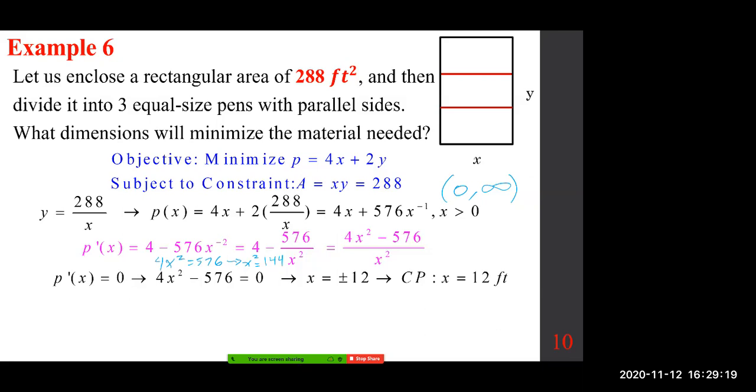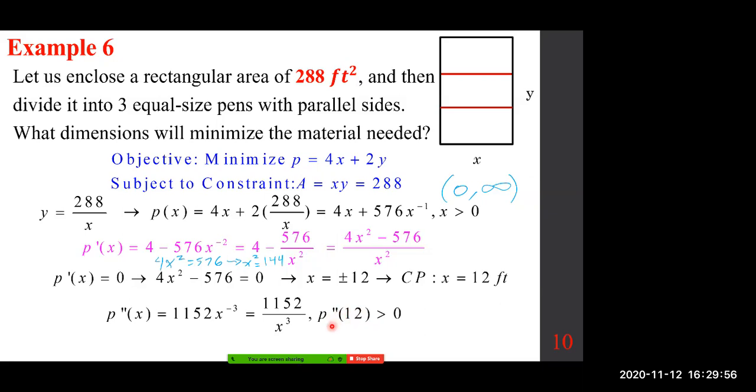The next one is the first or the second derivative test. And I hope you see why the second derivative test is easier, because p double prime is, this goes to 0, minus 576 times minus 2 gives us 1152x to the power of negative 3. Now, 1152x to the power of negative 3 is 1152 over x cubed. Now, if I replace the x with 12, I have positive over positive, which is positive. So I don't even have to evaluate it.